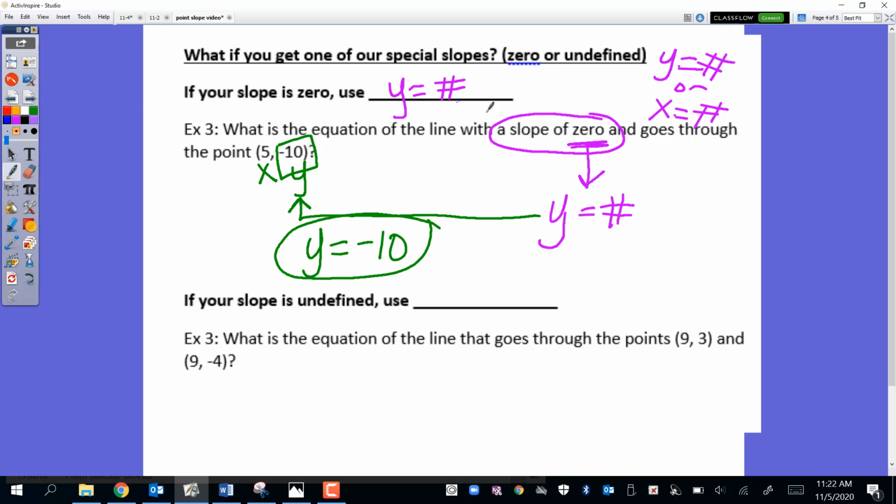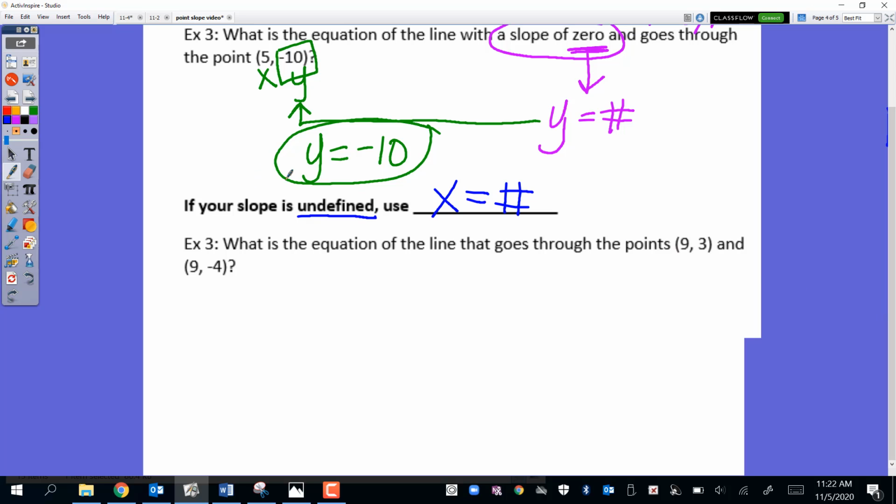Okay, so that's if the slope is 0 up there. Well, what if the slope was undefined? Well, undefined tells me, should I pick y equals or x equals? That tells me x equals some number. Okay, so let's read this question. Reading the question, what is the equation of the line that goes through the points 9, 3 and 9, negative 4? Well, first I have to find the slope.